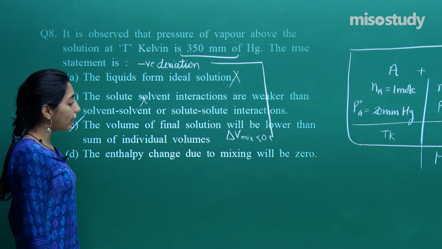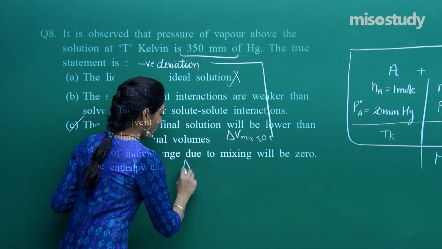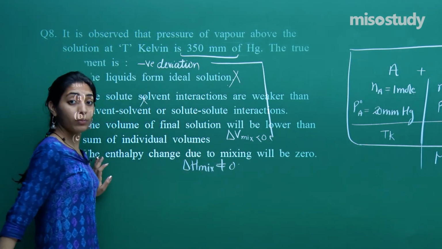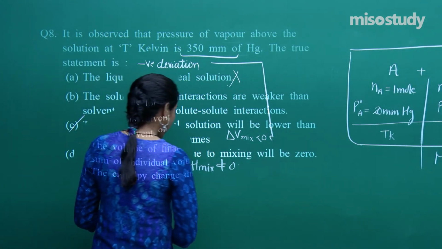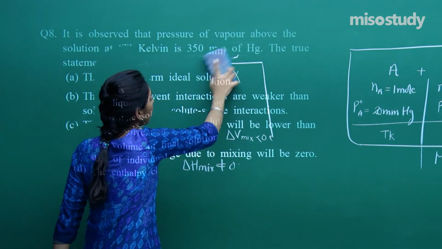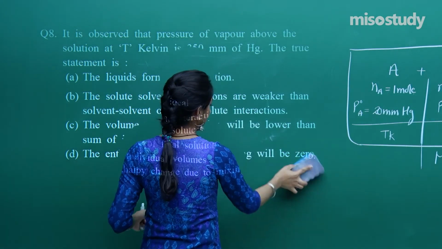D says that the enthalpy change due to mixing will be 0. No, no, no. Enthalpy change will also not be equal to 0. It will be lesser than 0. Okay, so this was about our question number 8. Not a tough question, but on the basis of a little calculation you would have got a very easy answer.